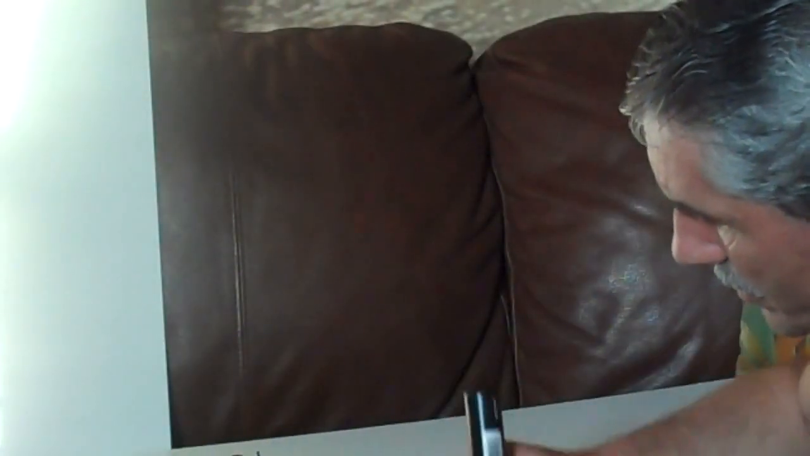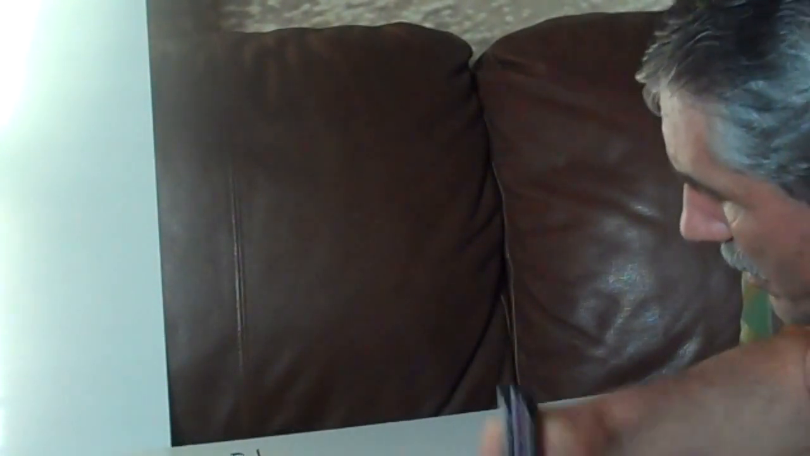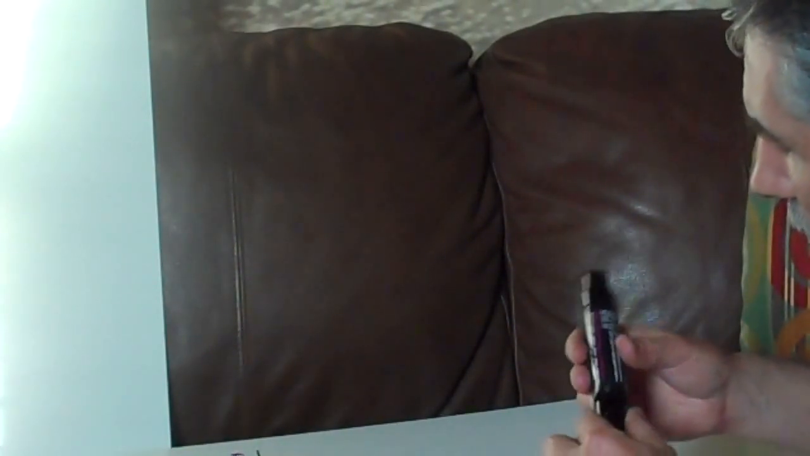this may not work. This is the couch in my office, by the way, and I really should have done this beforehand and then threw it up, but bear with me.